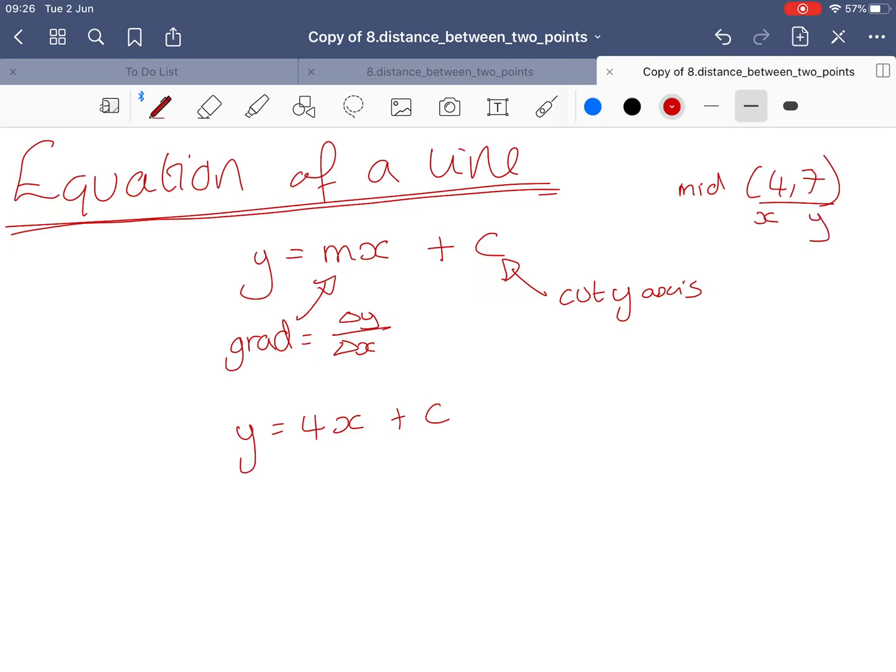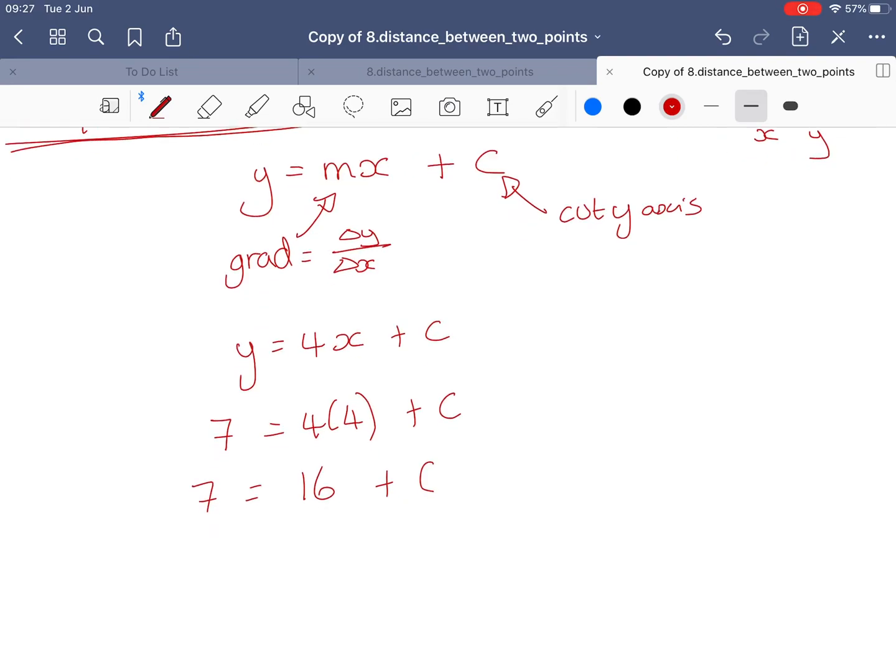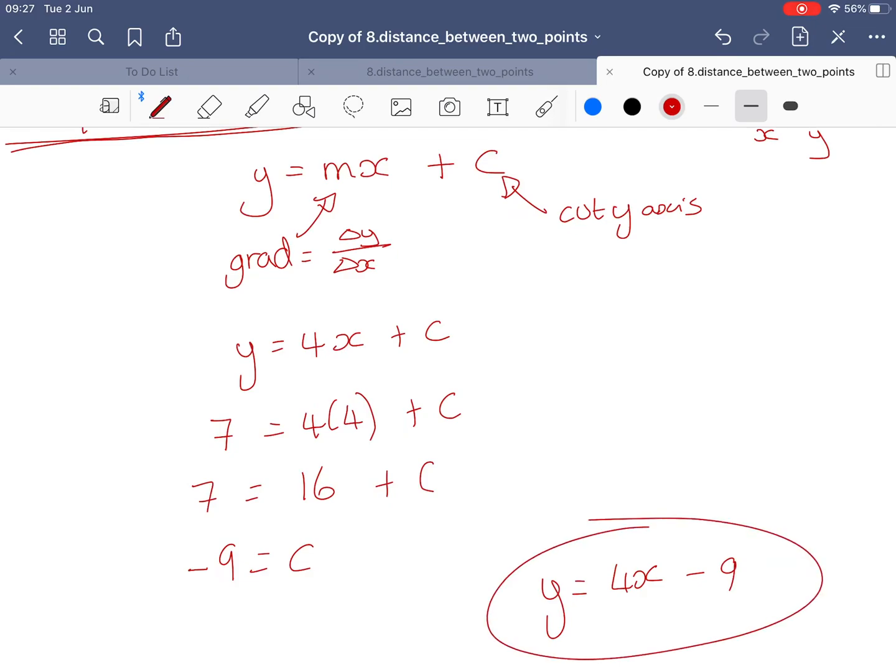So you've got your x and you've got your y. So where we've got y, that's 7. And where we've got x, that's 4 times 4 plus c. So you know 7 equals 16 plus c. So to work out your c, you would just do 7 take away 16, which is minus 9. So your equation of your line is y equals 4x minus 9, and that would be your equation.